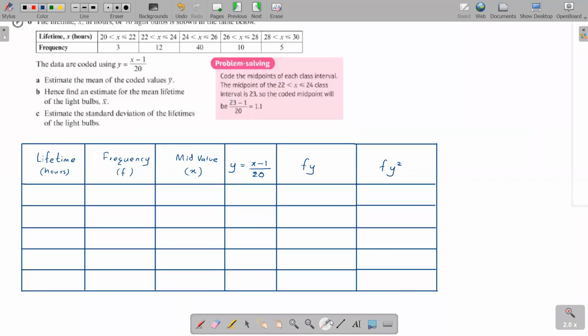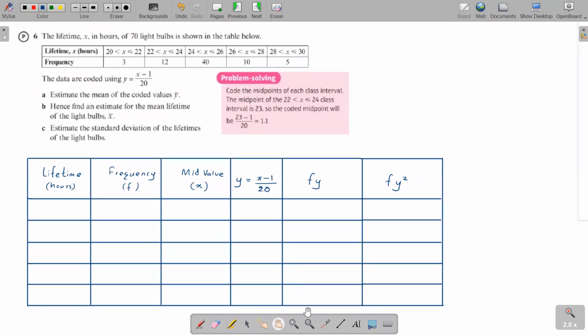Okay, so then you can see here I have actually constructed the table that is required here. They have said the lifetime x in hours of 70 light bulbs is shown in the table below. So this is the table. Lifetime in hours, and they have given the ranges for the lifetime and the frequency of the light bulbs that fall within each range. The data are coded using y equals (x minus 1) over 20.